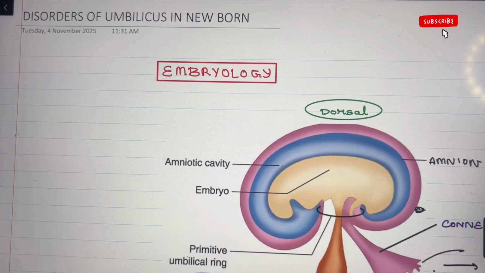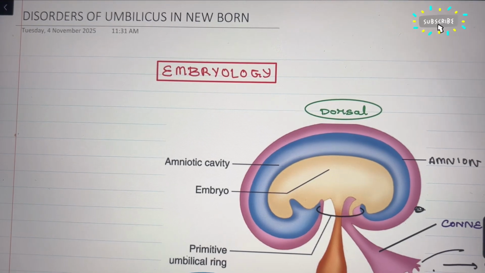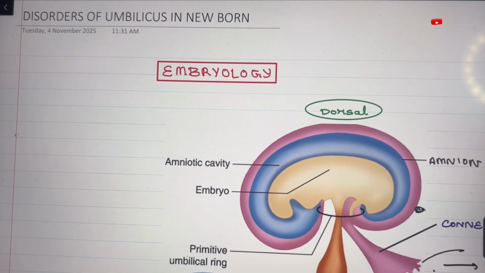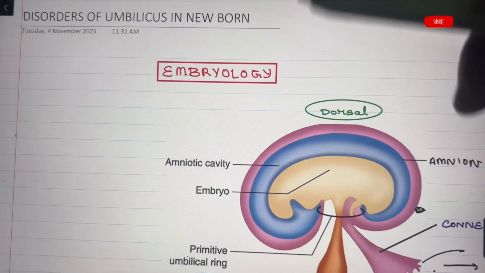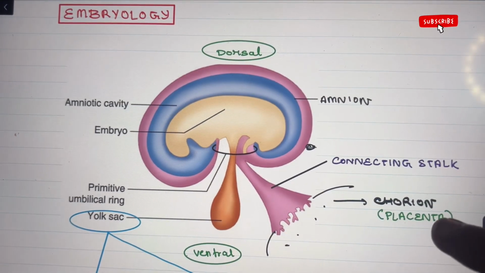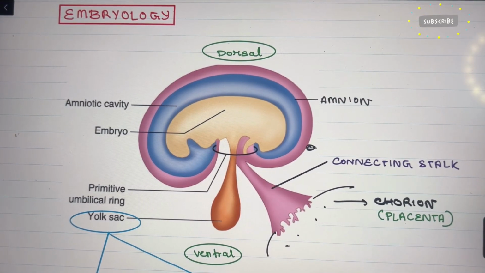Hello doctors. Today we are here with another topic of pediatric surgery, that is disorders of umbilicus in newborn. So before going directly into the umbilicus, we have to know few things about the embryology. If you see the diagram, it looks complicated, but I will simplify this for you. You have to remember few things.